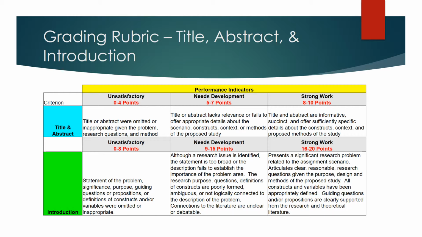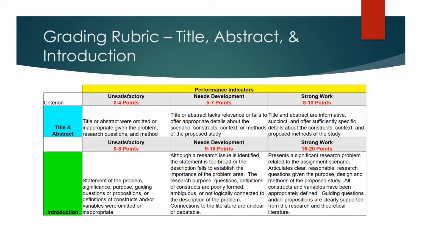So the first section is your title and abstract. This section is worth a possible 10 points. And I'm going to go through the strong work column for all of the sections. That way you can understand the depth of each of these sections. So for this particular section, the title and abstract are informative, succinct, and offer sufficiently specific details about the constructs, the context, and the proposed methods of the study.